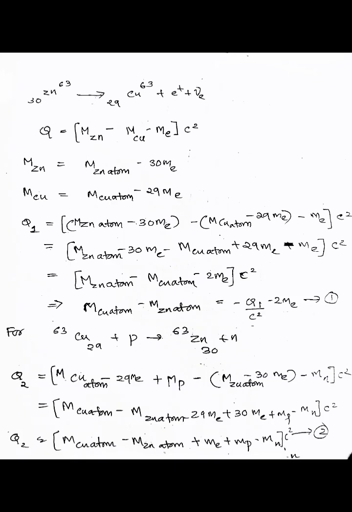And for the reaction, 29Cu63 plus P gives 30Zn63 plus N, we know the Q value, let it be Q2, that is equal to m of Cu atom minus 29 me plus mp minus m of Zn atom minus 30 me minus mn into c square. That is equal to m of Cu atom minus m of Zn atom minus 29 me plus 30 me plus mp minus mn into c square, that is equal to m of Cu atom minus m of Zn atom plus me plus mp minus mn into c square. This is equation number 2.